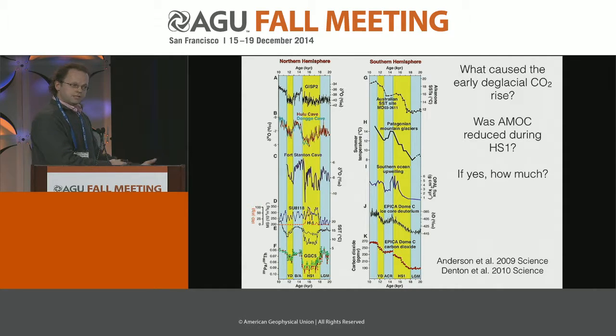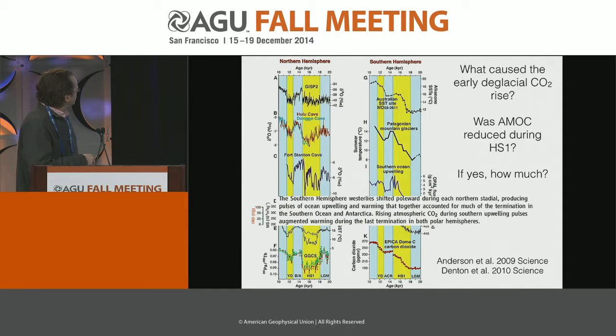But evidence from the deep ocean really was lacking, in my opinion, except for some few isolated records such as this one here. And there's also some controversy on this record, so it's not really clear if you can quantify AMOC changes from just a few of these protactinium-thorium records. So one issue I'm addressing here is, was the AMOC reduced during Heinrich Stadial 1, and if yes, how much? And then how is that related to this early deglacial CO2 rise?